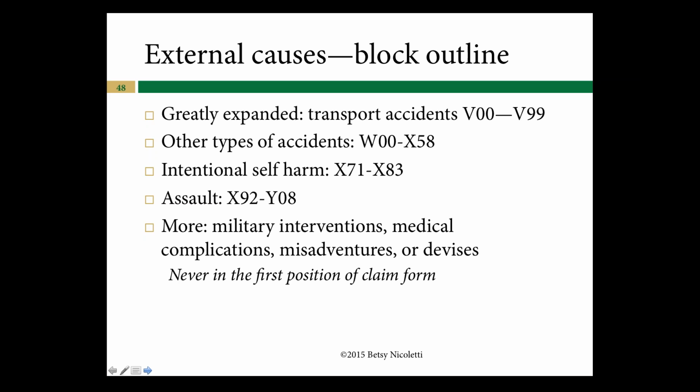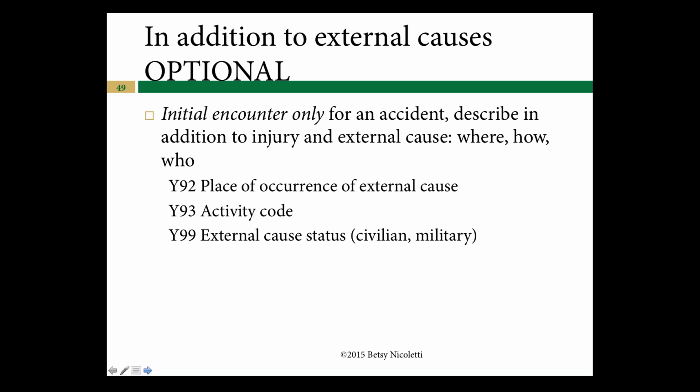In addition to this replacement for the E-code, for this external cause code, also optional are 3 types of occurrence codes. The place of occurrence, where did this pedal cycle accident happen? The activity code, what was the patient doing when it happened?